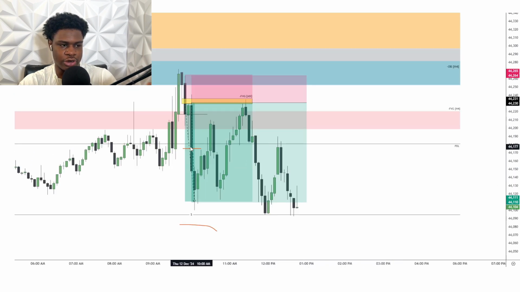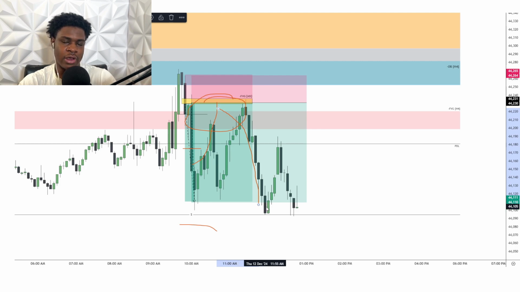Miss your entry down here? Wait for the marketplace to give you a pullback and then capitalize on that pullback as price reaches back to lower prices, because 9 times out of 10, price is going to give you another opportunity to get in. So there's no reason for feeling FOMO or chasing the markets. Just be a chill guy and wait for the marketplace to come to you.